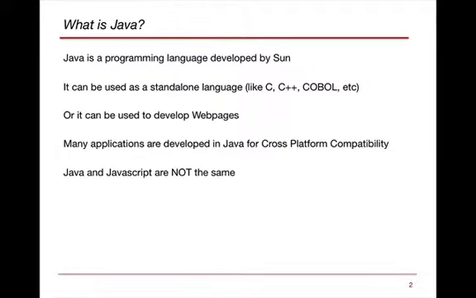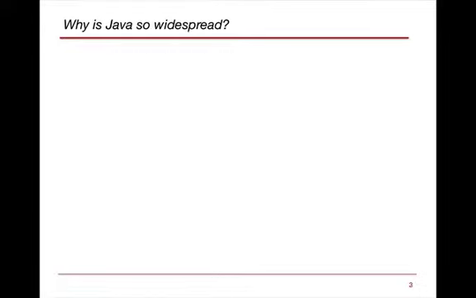Another thing that's important to note is that Java and JavaScript are not the same. They are not the same programming language. They are not dialects of a programming language. There are some similarities, but they really do not do the same thing, and they do not have the same structure or security protocols. They are completely different.